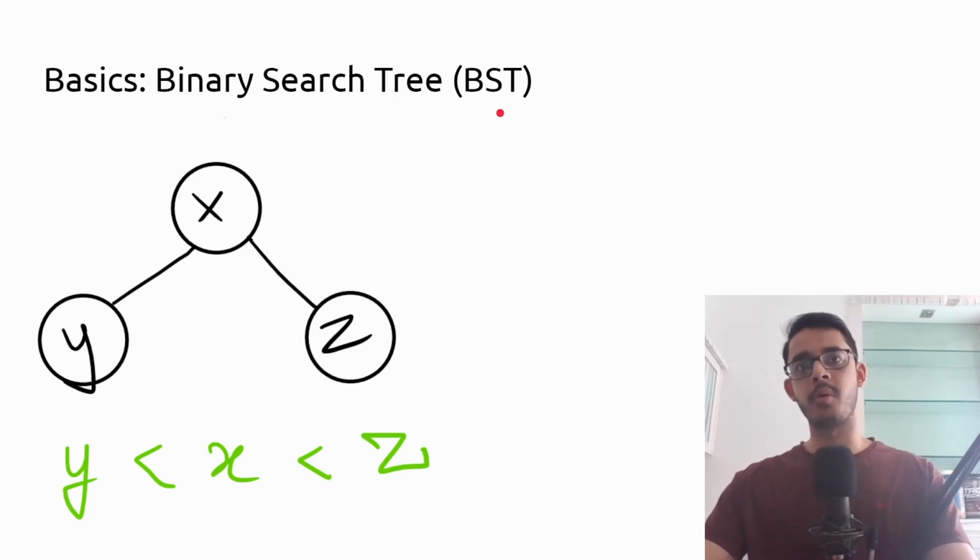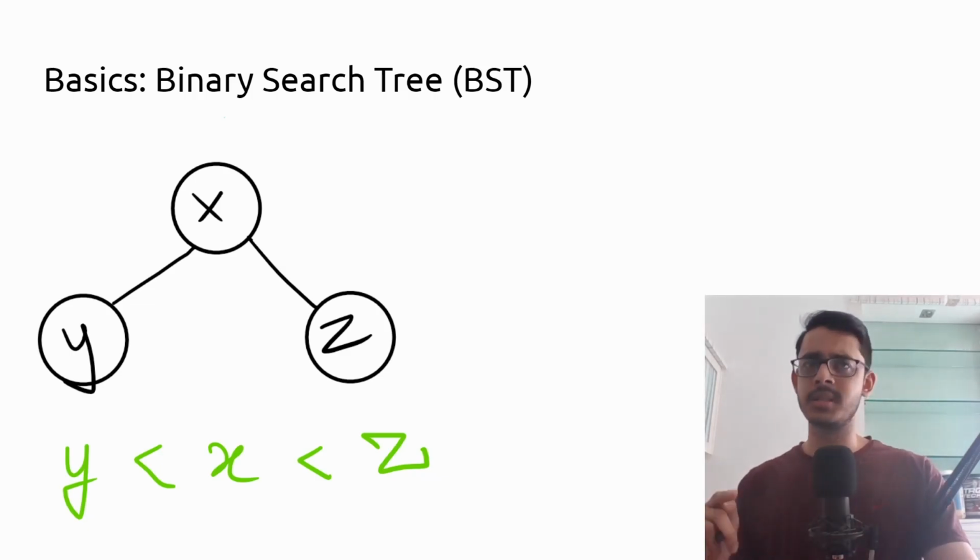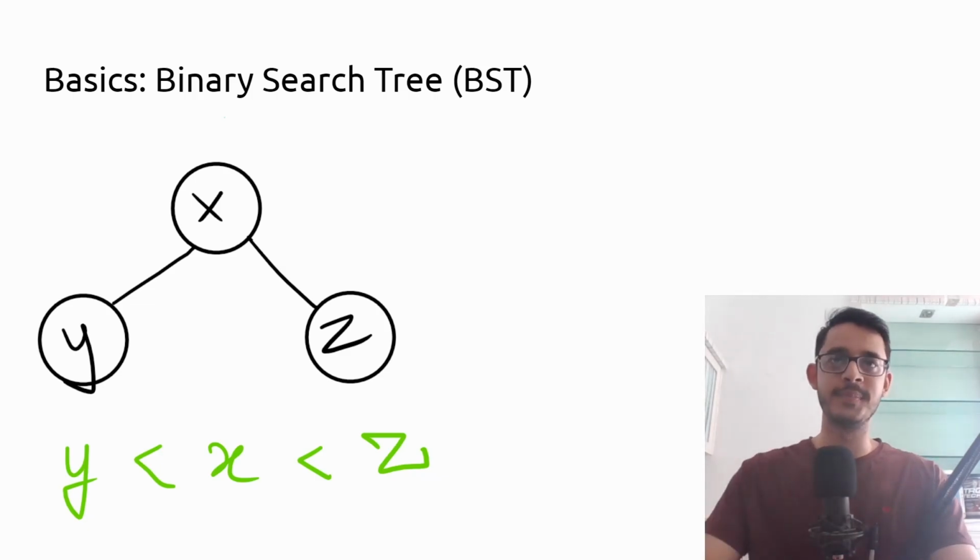There are two important properties that we want to keep in mind. First is that y is less than x, which is less than z. This always holds true for a structure like this, where x is the root, y is the left child, and z is the right child. The second thing is this applies recursively. This will become important much later on.